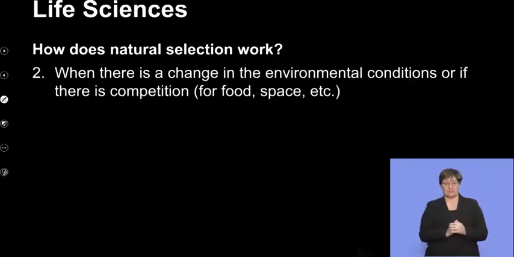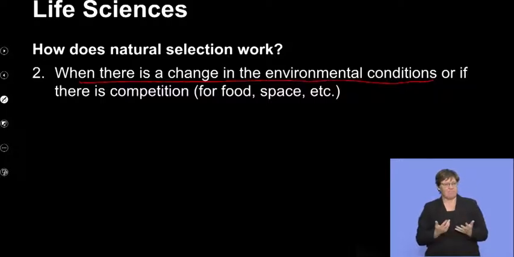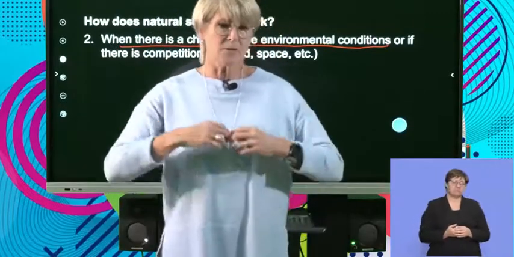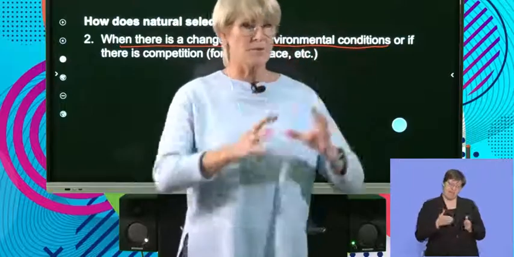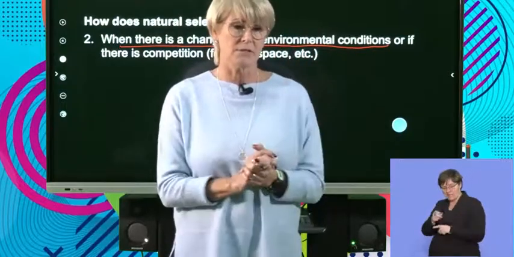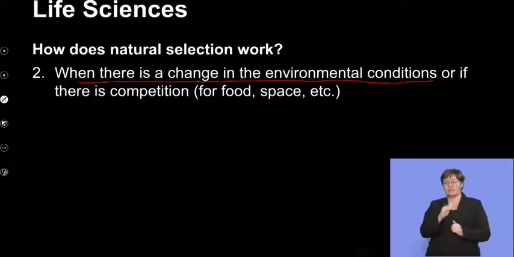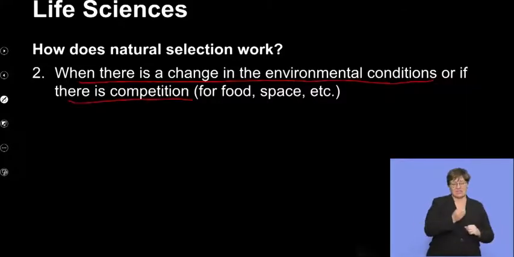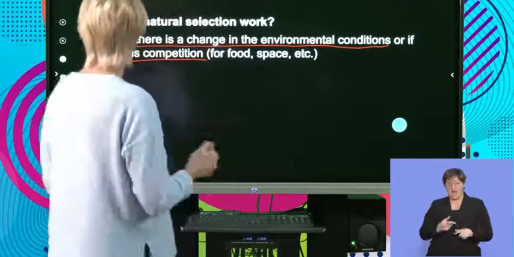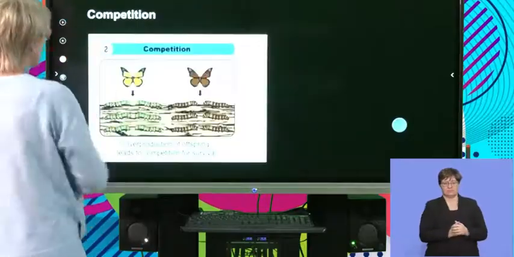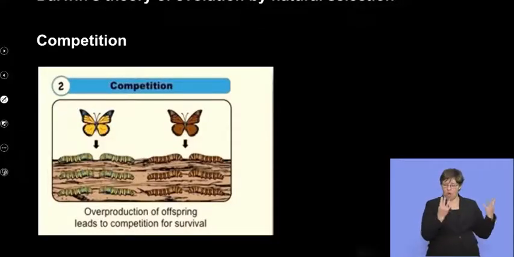All right, so when there's a change, that's important, as soon as there's a change in the environmental conditions, so the conditions favor a certain characteristic or one of the forms of the characteristic, and there's competition for food, space and those kinds of things, then certain organisms will survive and others won't. So here we can see there's lots of offspring, and now there's lots of competition between all these organisms because of overproduction, and that becomes competition for survival.